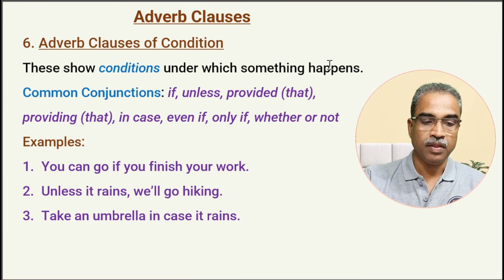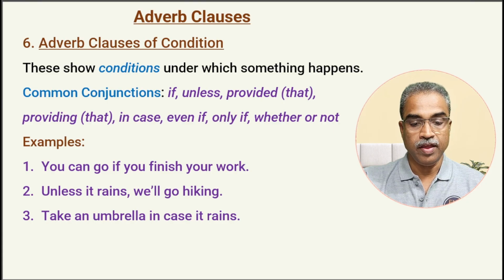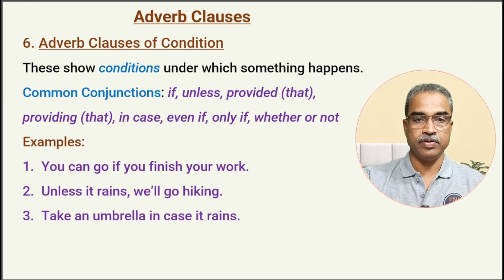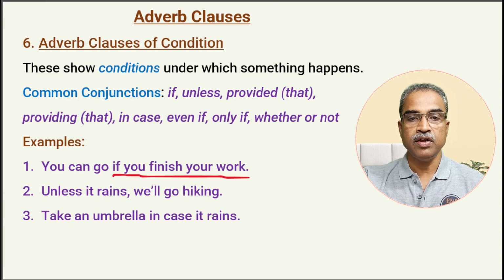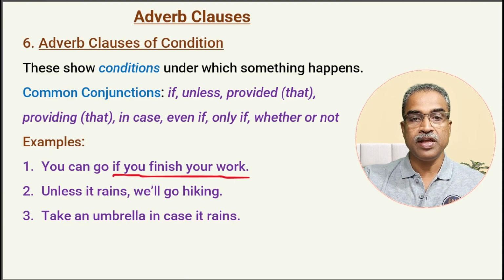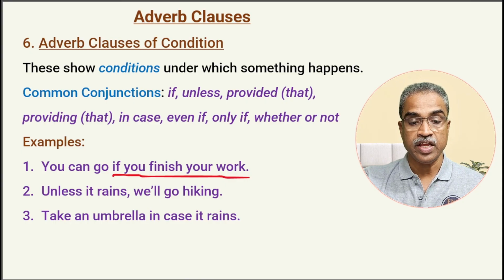Example: you can go if you finish your work. You can go, main clause. If, subordinating conjunction. If you finish your work. So here, what are we doing? We are placing a condition here. For example, you can go. On what condition can you go? You can go on one condition. That is, if you finish your work. That is the condition applied here.